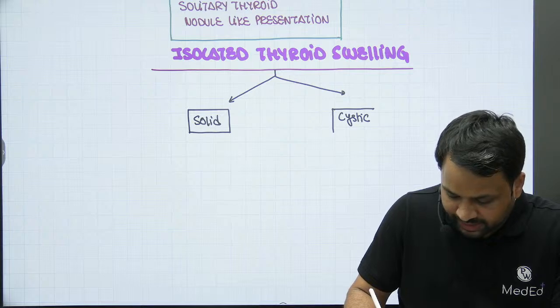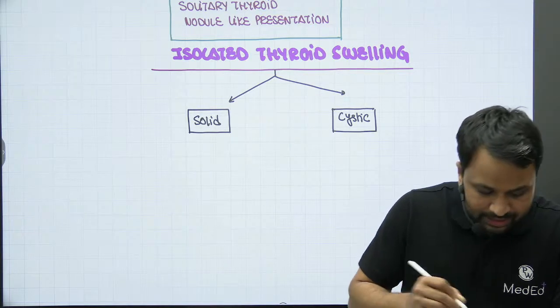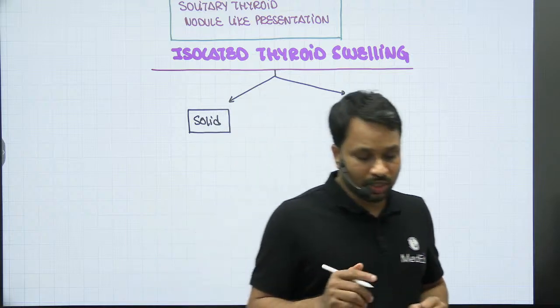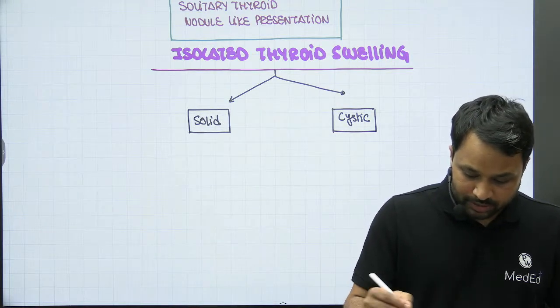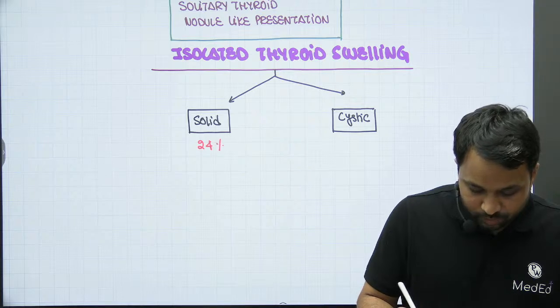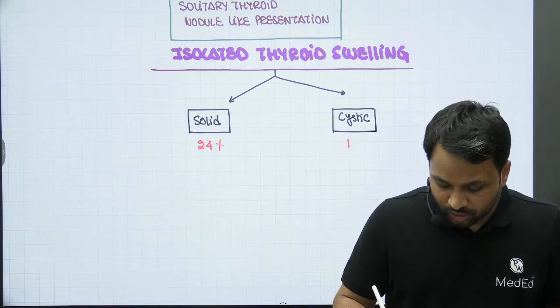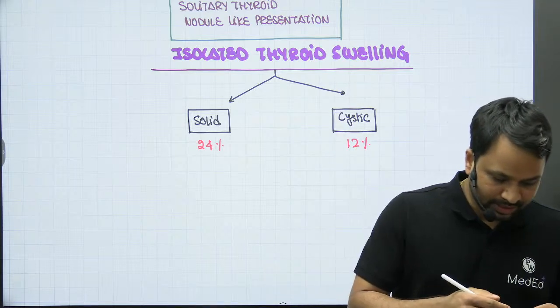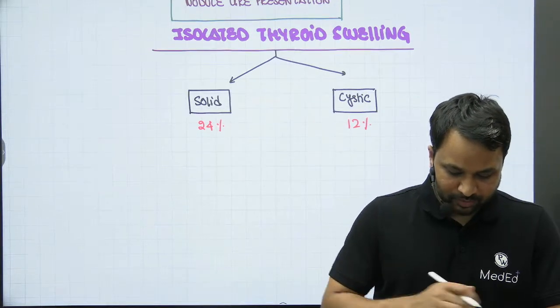There are no points for guessing that the probability of malignancy will be higher for a solid swelling when compared to a cystic swelling. So the probability of malignancy in a solid swelling is going to be 24%, but the probability of a cystic swelling being malignant is going to be 12%, right?